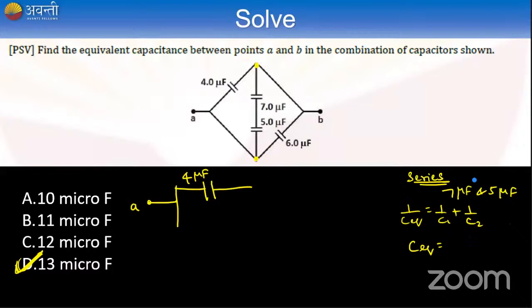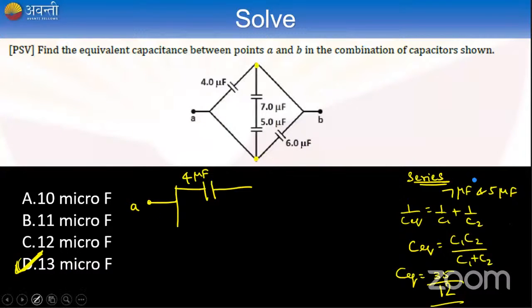So I'll directly use C1 C2 by C1 plus C2. This is 7 into 5, 35, divided by 7 plus 5. How much is 7 plus 5? It's 12. So keep it as it is. The equivalent capacitance between this point and this point. This junction is nothing but point A.